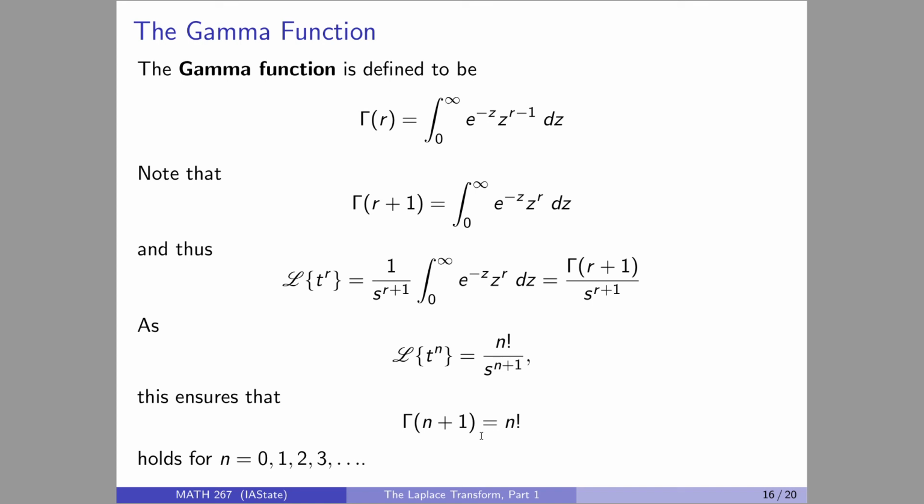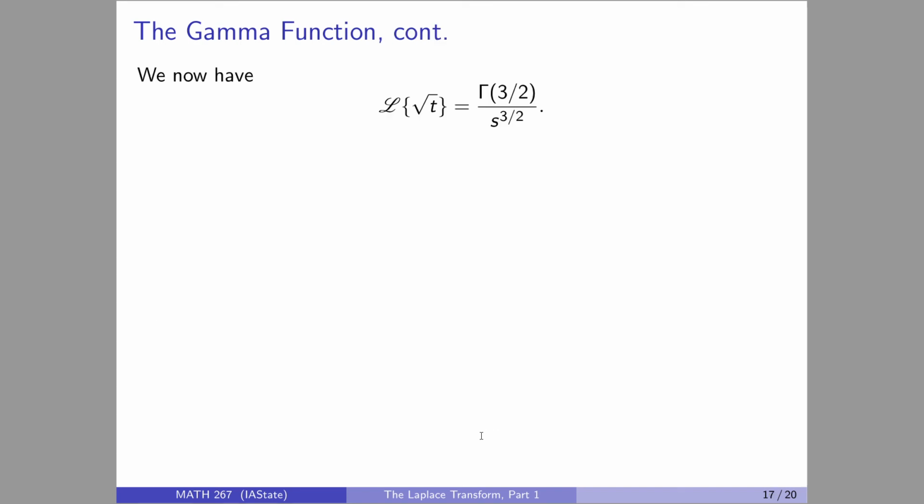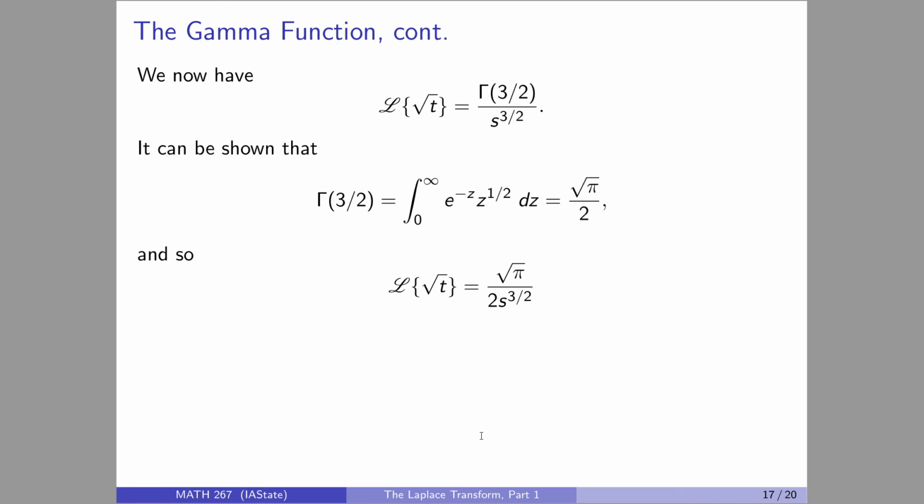All right, nice. Now that we know that's true about the gamma function, let's explicitly look at the Laplace transform of the square root of t. So the Laplace transform of the square root of t needs to be s to the 3/2 in the bottom, gamma of 3/2 in the top. That means we need to compute what gamma of 3/2 is. That means you need to do the integral from 0 to infinity of e to the negative s square root of z.